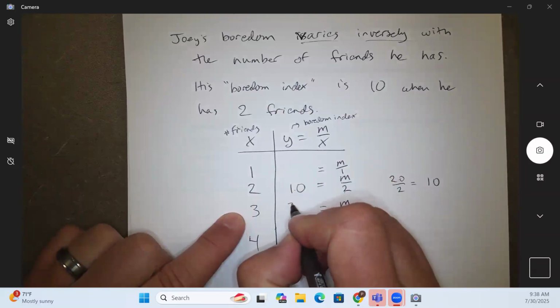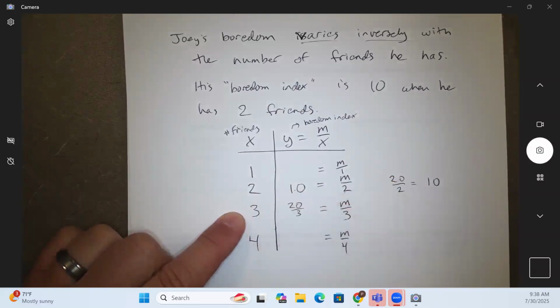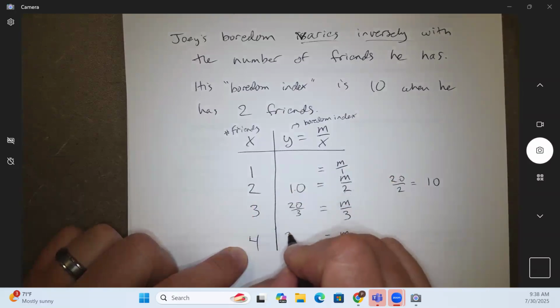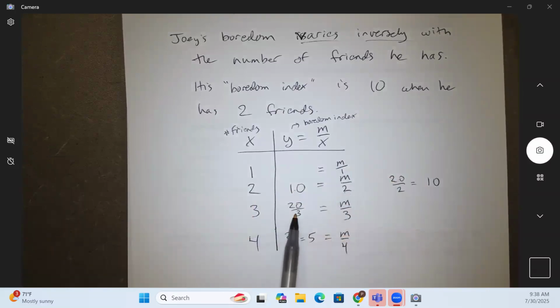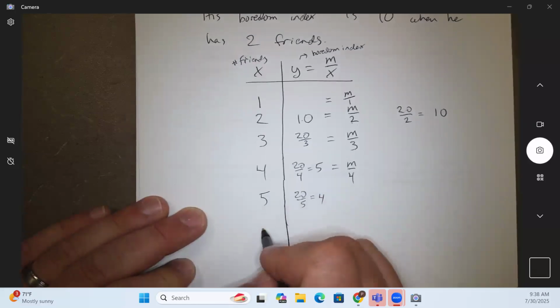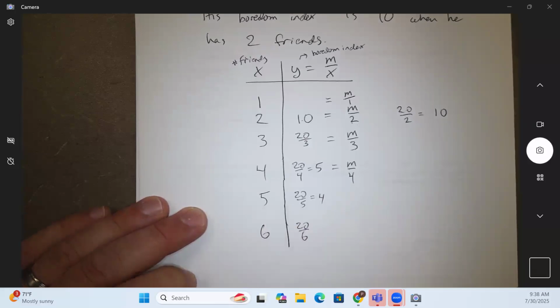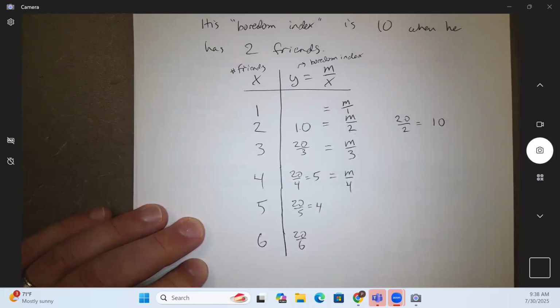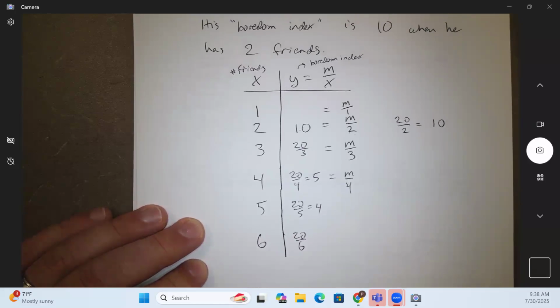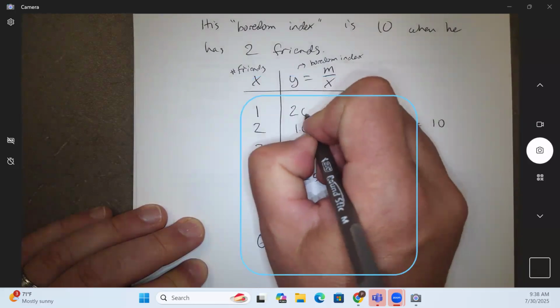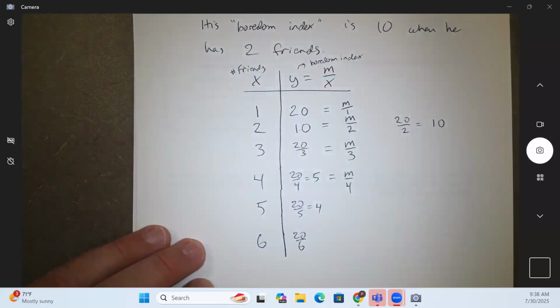So 3 friends, that would be 20 divided by 3. And 4 friends would be 20 divided by 4, which happens to equal 5. That one's a decimal. Notice the more friends that Joey has, the less bored Joey's going to be. What if Joe only has 1 friend? He's got a much bigger boredom index.